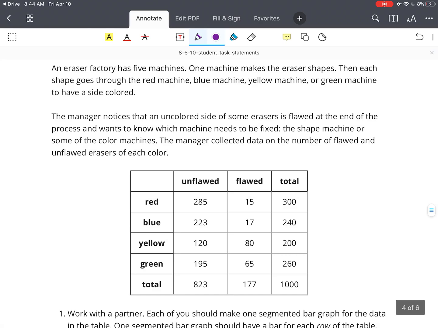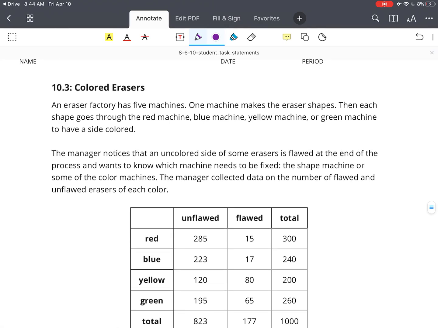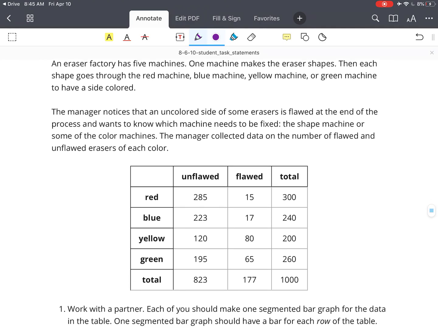All right, there we go. An eraser factory has 5 machines. One machine makes the eraser shapes, so you can get a star or a square or a circle. Then each shape goes to the red machine, the blue machine, yellow machine, or green machine to have a side colored. That makes sense. The manager notices that an uncolored side on some erasers is flawed at the end of the process and wants to know which machine needs to be fixed, the shape machine or some of the color machines. The manager collected data on the number of flawed and unflawed erasers of each. In case you didn't know, flawed means there's a mistake, and unflawed just means that there is no mistake.